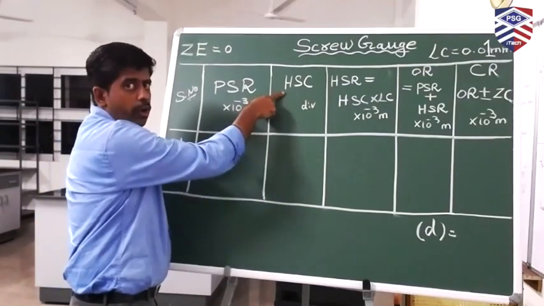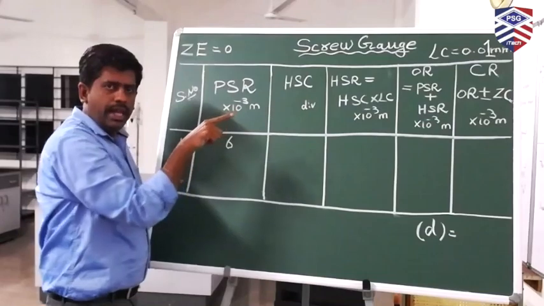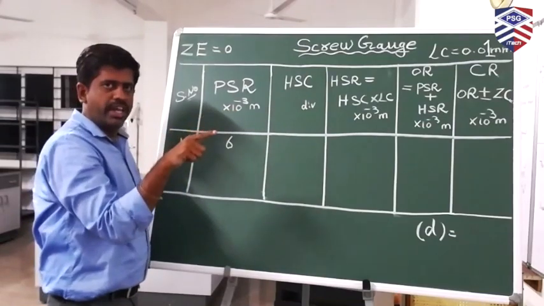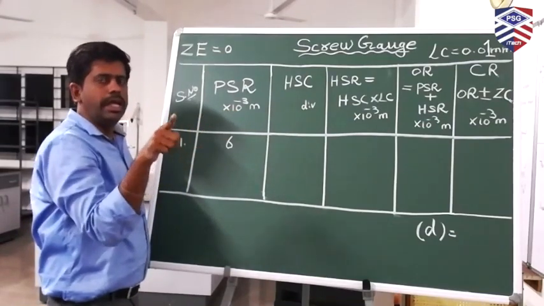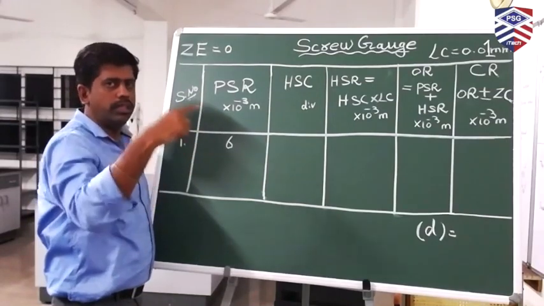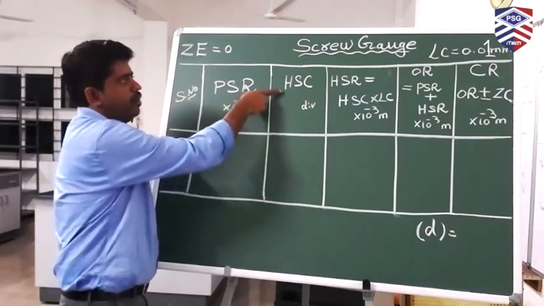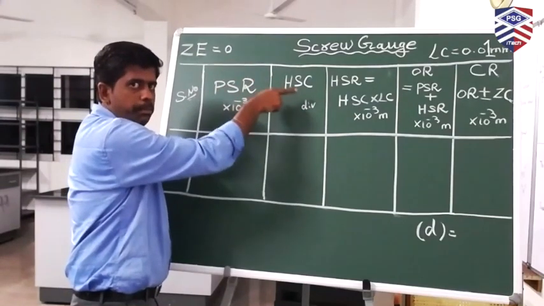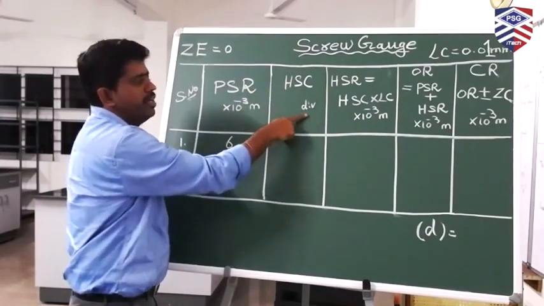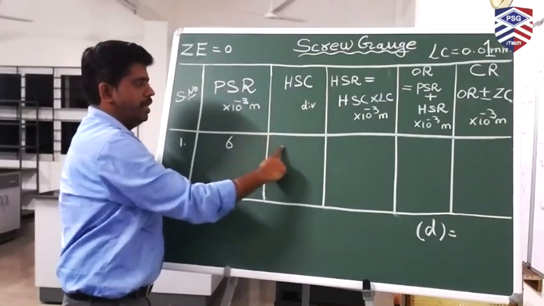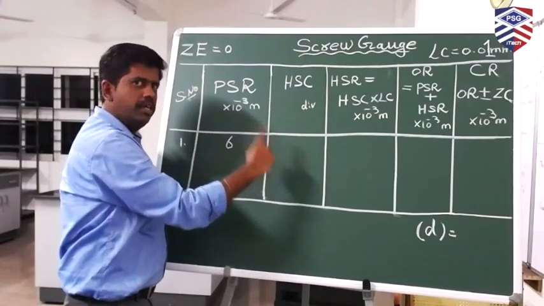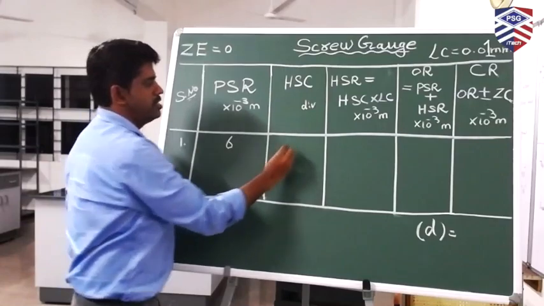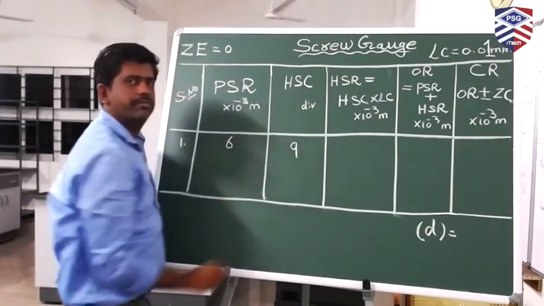Head scale coincidence, that is the line joining the pitch scale where it ends up, indicates the value on the top of the head scale. That's what we call a head scale coincidence. Since it is a number, that's a division, the unit is division. The value that we have measured from the scale is 9. We are entering it.